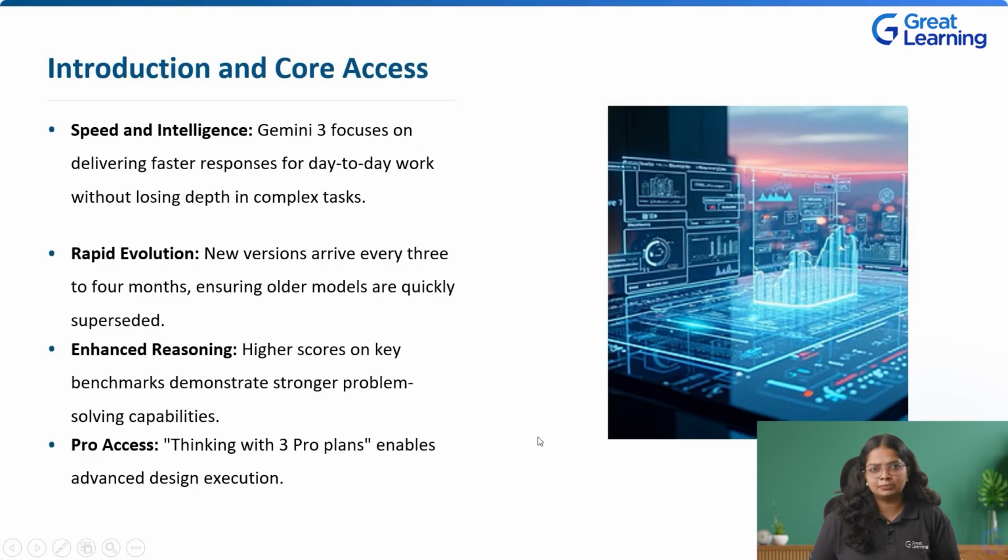It's 2 things, speed and intelligence. We are seeing rapid model improvements every 3 to 4 months. That makes last year's tech look ancient. Right now, Gemini 3 is leading the pack based on critical benchmarks.